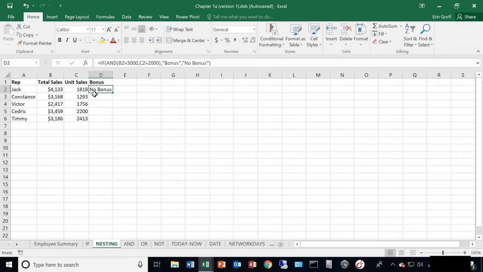So let's take a look at the constants. Again, you start with your second level function, the one that's nested inside of our first IF argument. Is B3, moving down here, total sales, is that greater than 3,000? Answer is yes, so that returns true. Is her unit sales, C3, greater than 2,000? That is a false. One false in an AND function returns a false. So our IF function is going to return the value in our if false argument, no bonus.